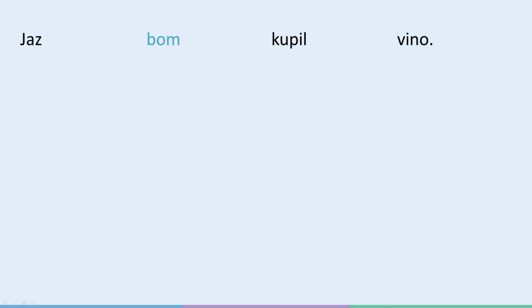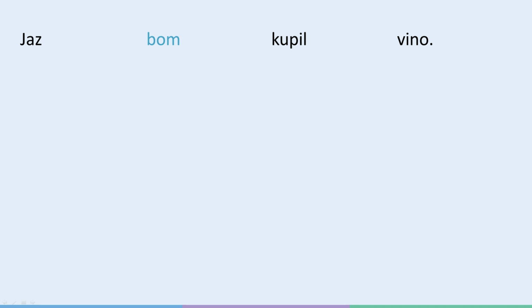Jaz bom kupil vino. I will buy wine. Out of these 4 words, only one is a clitic, and that's bom, which is will or I will, marked with light blue. So let's apply what we've learned so far to get all the possible grammatically correct word orders of this sentence. Rule number 1 is clitics have to be in second place. And rule number 2 is anything else goes.